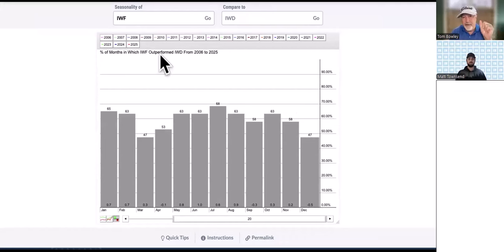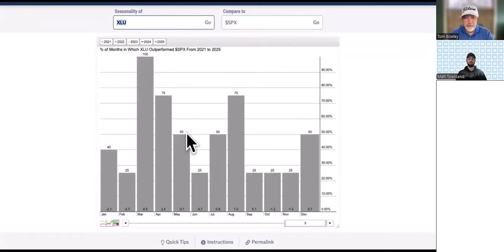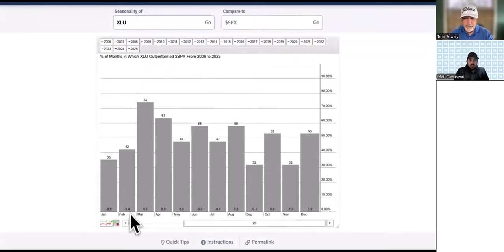You can get into other areas and look at some of the more defensive areas like XLU versus the S&P 500. And then all of a sudden, over the last 5 years, March has been the best month. And if you go back the last 20 years, March has been the best month for utilities. So it just depends on what you're looking at when you go through this. But hopefully that gives you some answers.